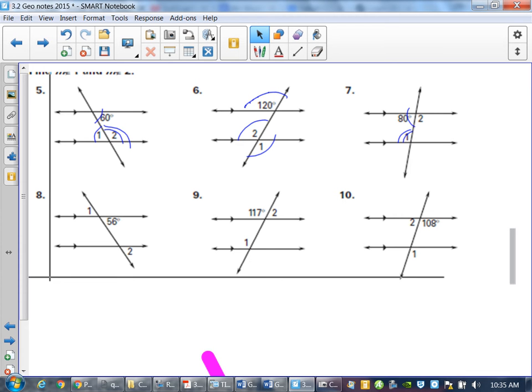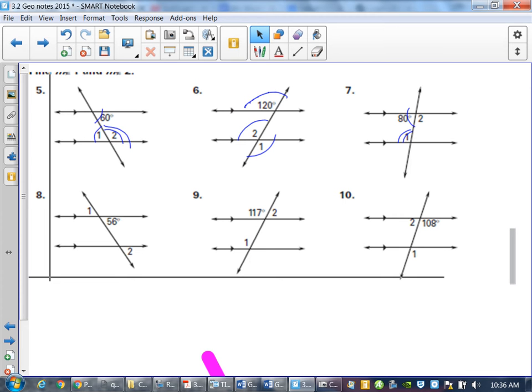Yes, sir. Not necessarily. Oh, I see what you're saying. No, that was something different. That didn't really have anything to do with the angle stuff.